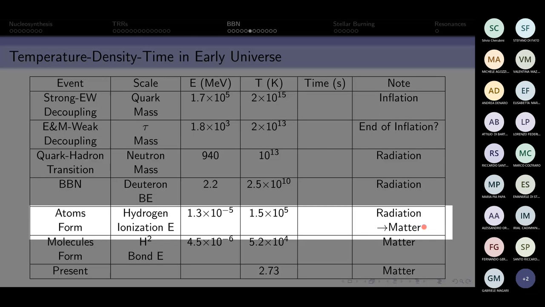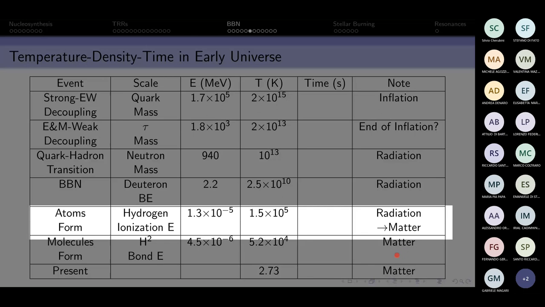And this was the point, remember, where the universe went from radiation dominated to matter dominated, because all those electrons effectively went away. They went into atoms. This is the point where the radiation density was equal to the matter density. So that's a special point right there.